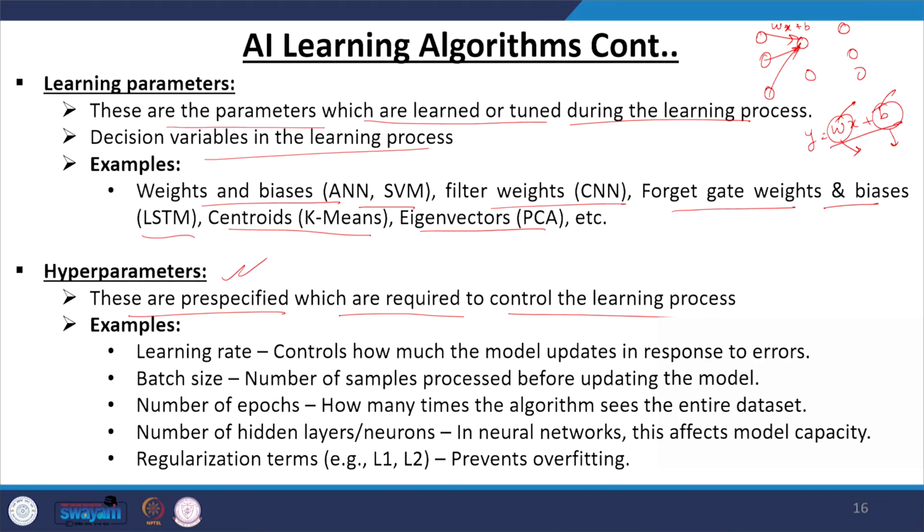A few hyperparameters are the learning rate, which controls how much the model updates in response to errors. Then you have batch size, the number of samples processed before updating the model. You have the number of epochs, how many times the algorithm sees the entire data set. Number of hidden layers and neurons in a neural network affects the model capacity. This means how many hidden layers you give the neural network, and how many neurons you keep in each layer. That is your hyperparameters. Then you have regularization terms to prevent overfitting.